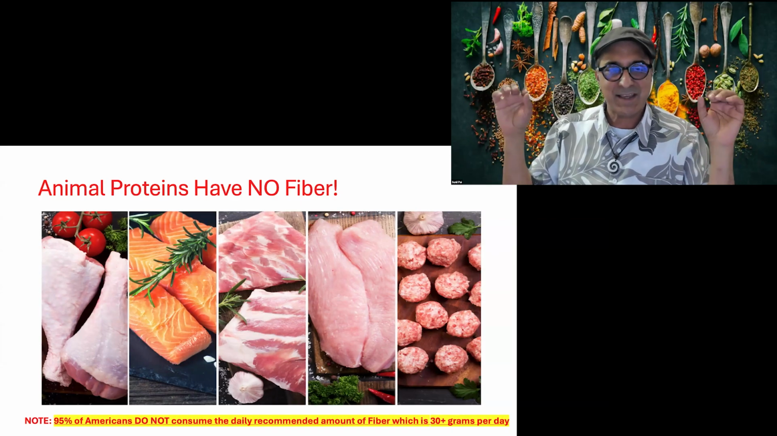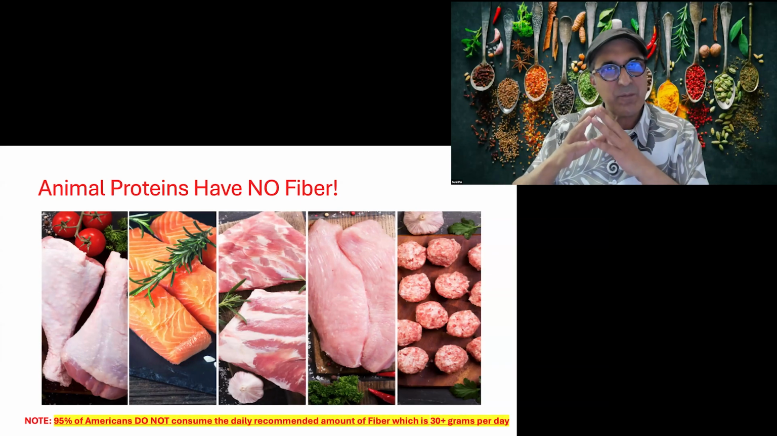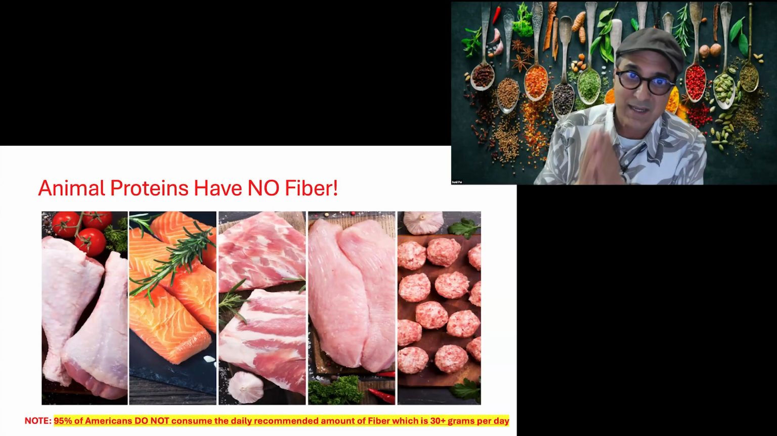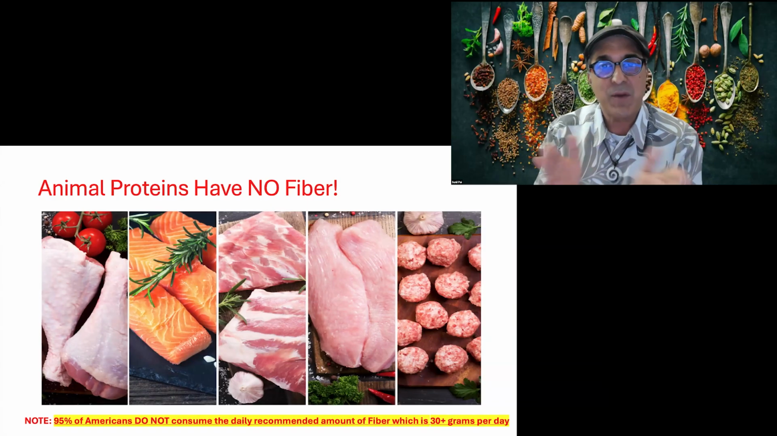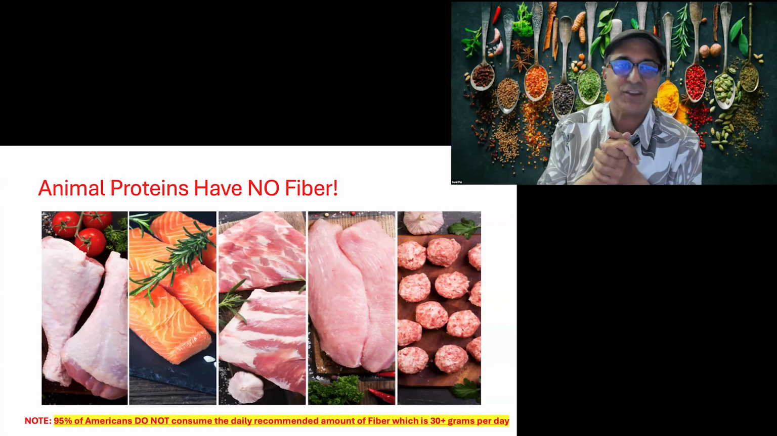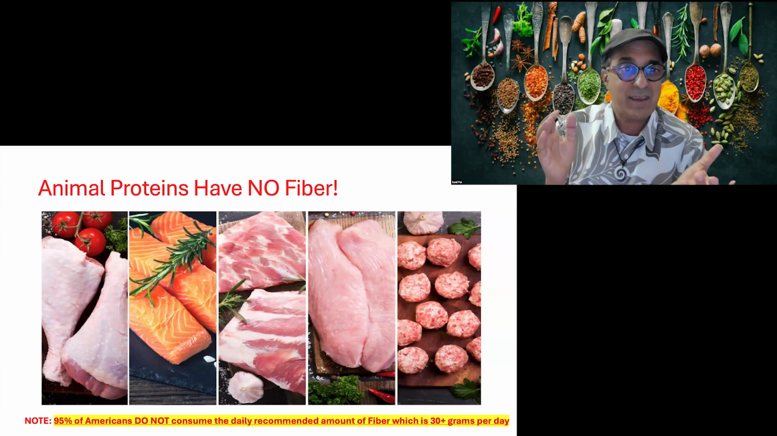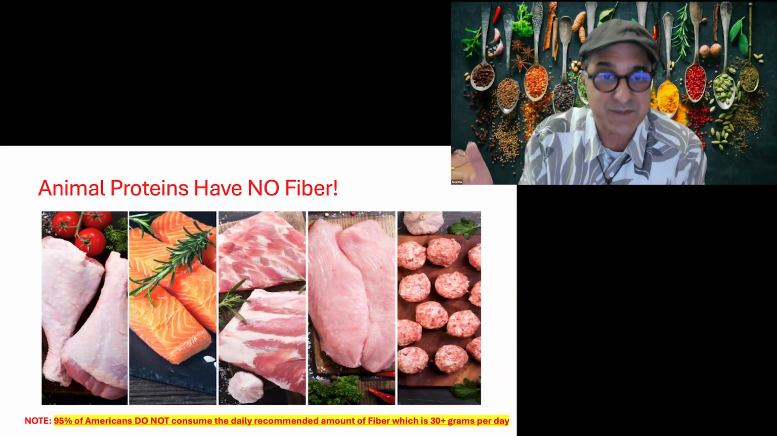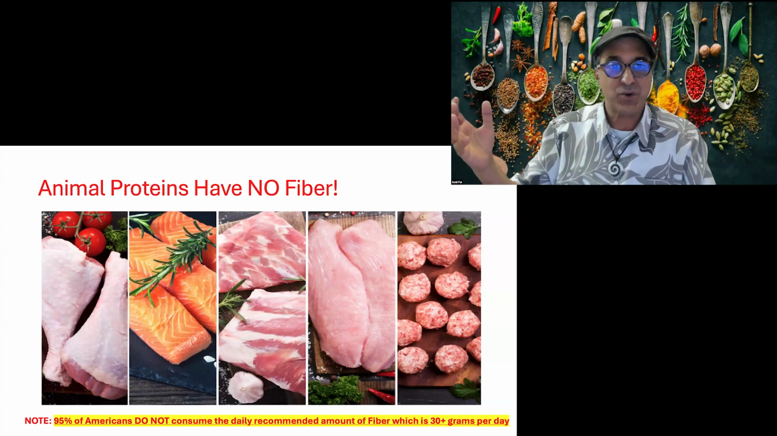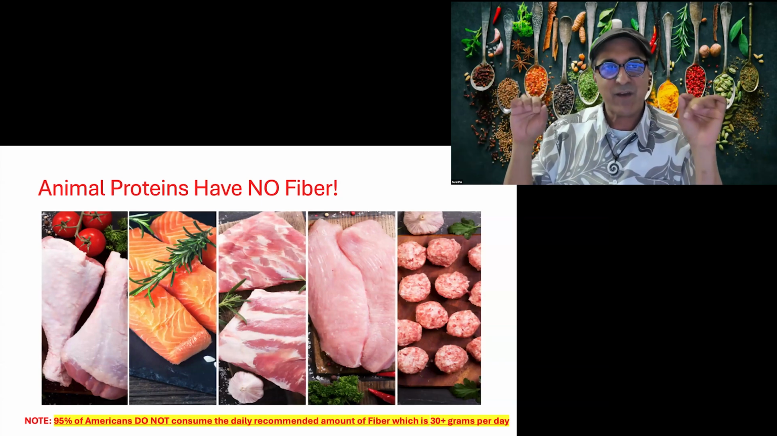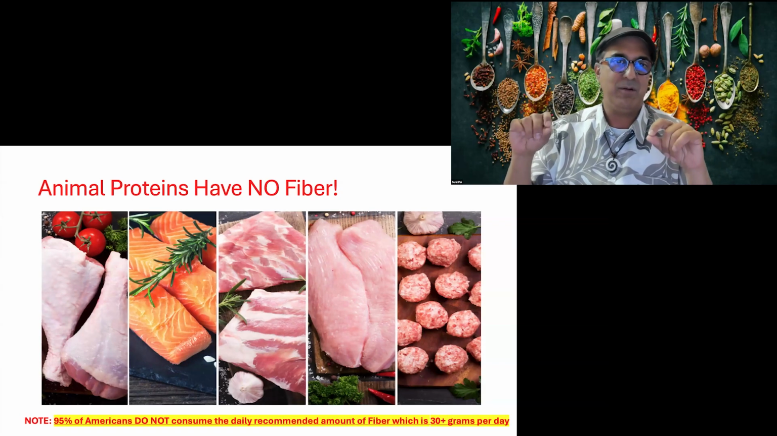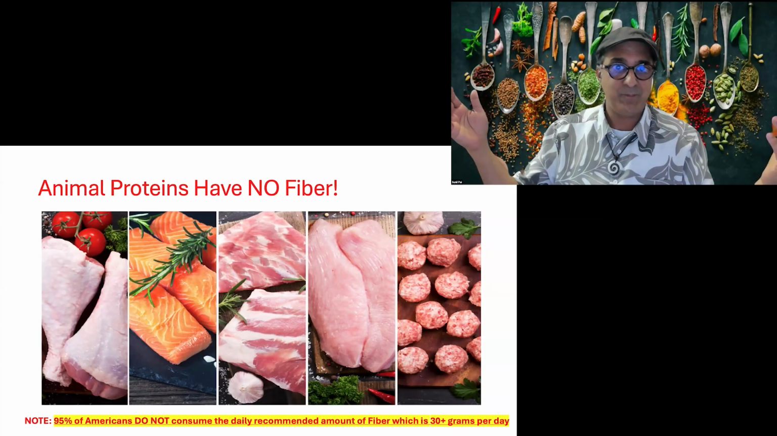So here's the interesting fact: 95%. When you hear something like 95%, that's a lot, right? In America, we're lucky if we can get 50% of anybody to agree upon anything. And we're lucky in even politics when 60% or 70% agree on something, that's a huge majority. We're talking about 95%. 95% of Americans right now do not consume the daily recommended amount of fiber, which is 30 grams or more, right?